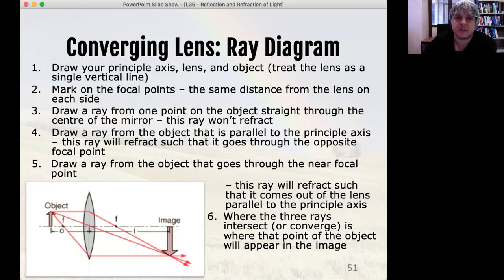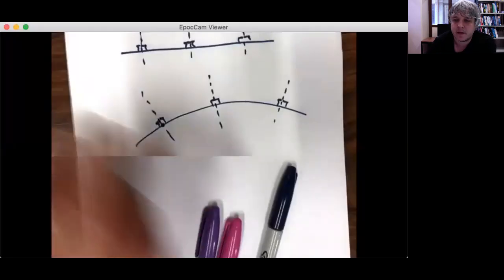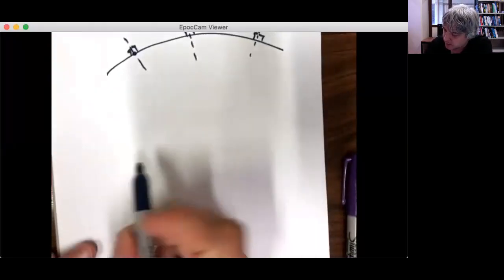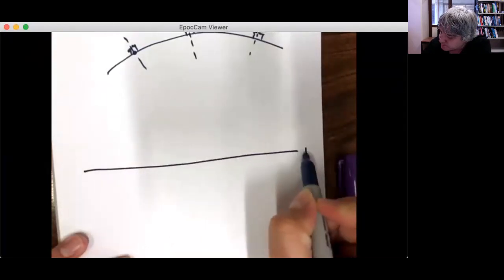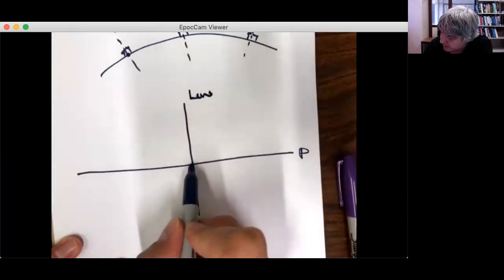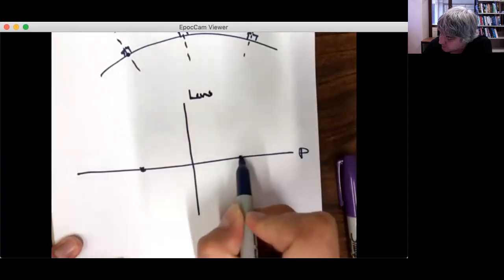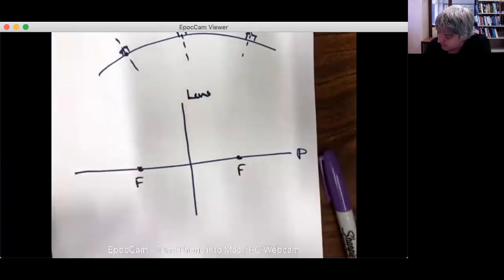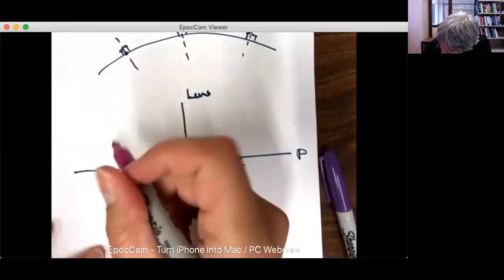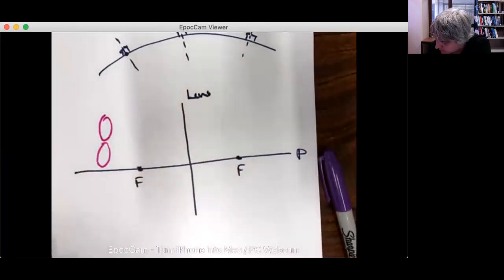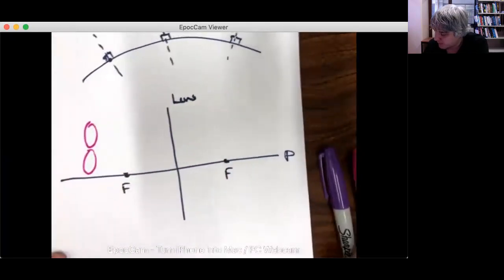But just to reinforce what I was just saying, I'm going to quickly do another one just by hand. This is not going to be to scale, despite what I was just telling you. So here's our principal axis. Here's our lens. And we're going to have a focal point of this much. So there's our focal point on each side. And then you draw some object. What I'm going to do this time is draw two circles. Those are our one object.